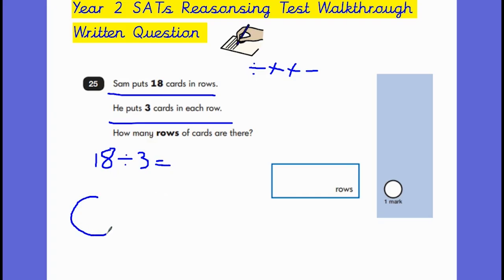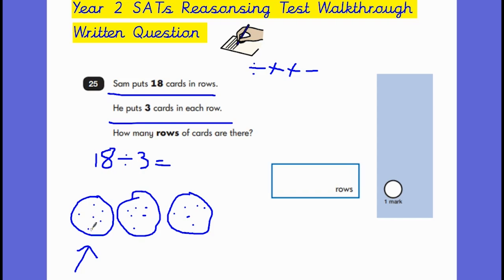Now, children could then draw 3 groups to help them solve this, and then share out the 18. 1, 2, 3, 4, 5, 6, 7, 8, 9, 10, 11, 12, 13, 14, 15, 16, 17, 18, and then count how many you have in one group. 1, 2, 3, 4, 5, 6. So then they know that 18 shared by 3 is going to be 6. How many rows of cards are there? There are 6 rows altogether.